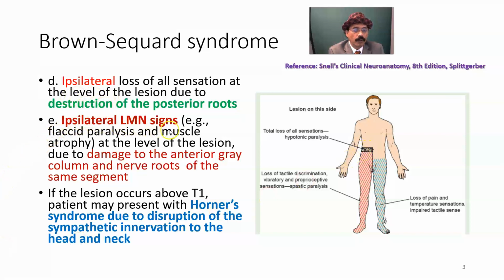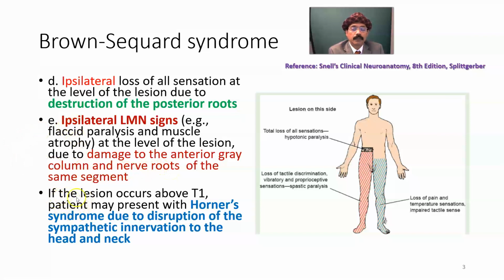Ipsilateral lower motor neuron sign, that is flaccid paralysis and muscle atrophy at the level of the lesion due to damage to the anterior gray column and nerve roots of the same segment. Same side lower motor neuron lesion.